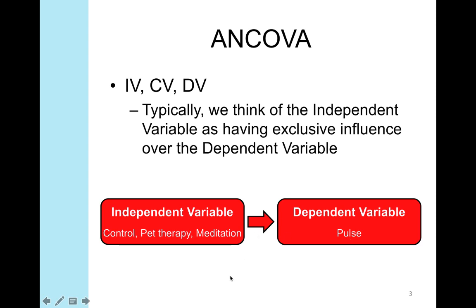The experimental model that we're using in this particular example this week involves participants being administered one of three treatments for 30 minutes. They either received the control, meaning they didn't receive any treatment at all, they received pet therapy, or meditation. These are individuals who have been diagnosed with an acute anxiety disorder, and then we are measuring their pulse rate. So our independent variable is groups, our dependent variable is pulse.